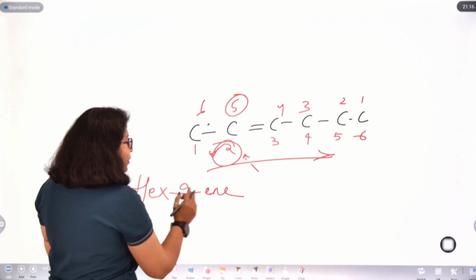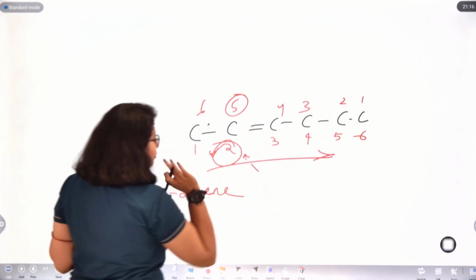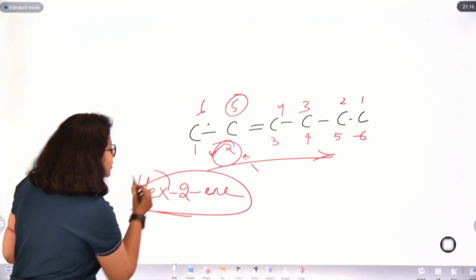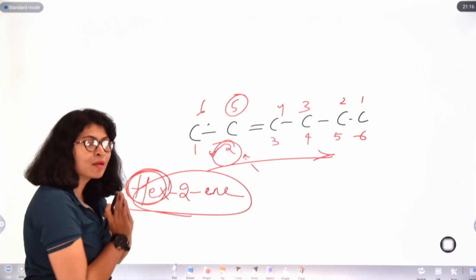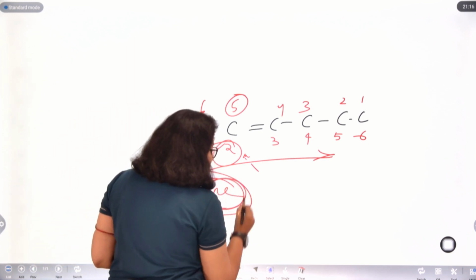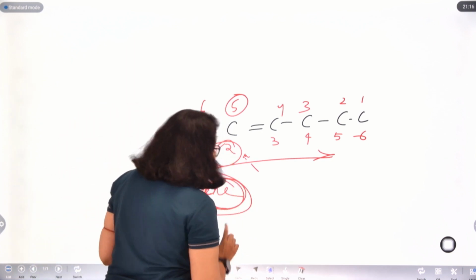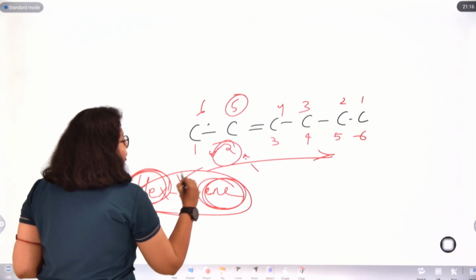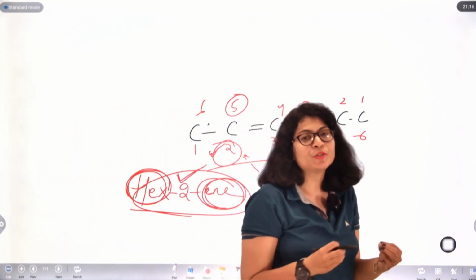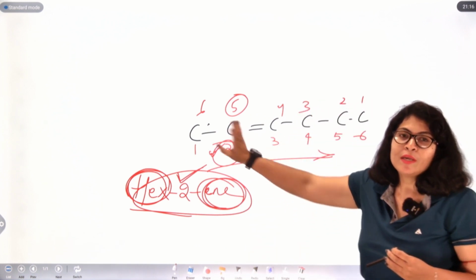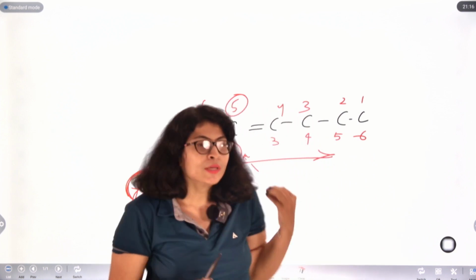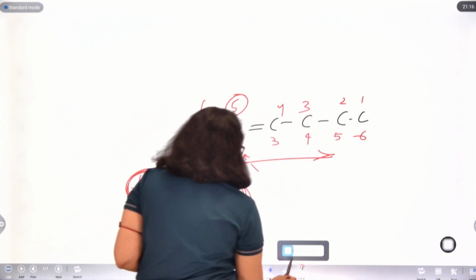If I'm not having the structure in front of me and I'm simply looking at this name, I will say I am having a 6 carbon long chain organic compound, which is a doubly bonded organic compound, a class of alkene. And here the double bond is present on the second site. This information I can draw simply by looking at this name. Okay. Now, let me see another example.